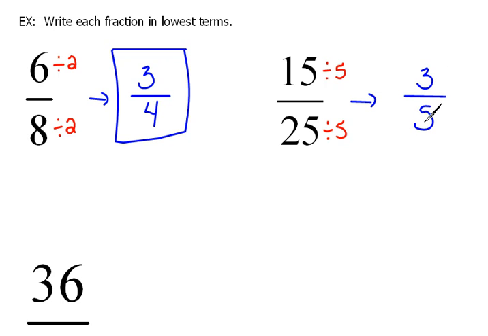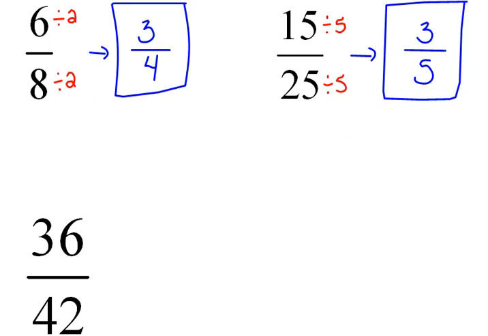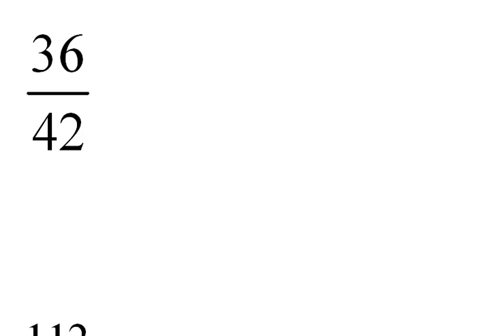Now, can we reduce this down any further? Is there another factor that these two things have in common? And in this case, that would be no. If you find the largest thing that they have in common, then you only have to do it once, but sometimes that's not always readily apparent.